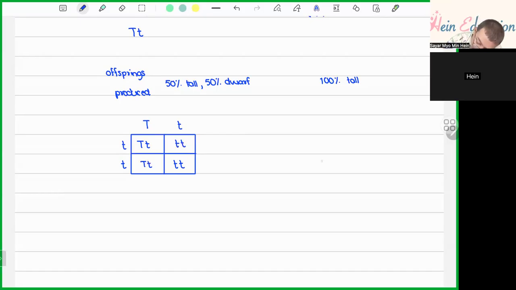So here, on the other hand, if it is all tall, we only know one. Okay, let me draw one more time. Here we got small t, and here we only know one capital T, and all the offspring produced are tall. So there cannot be a small t, right? So that should be capital T.